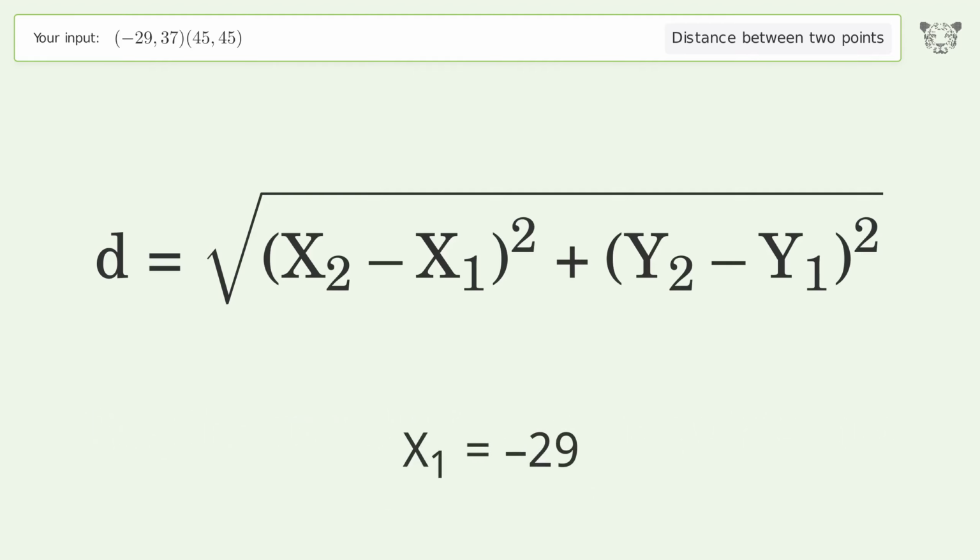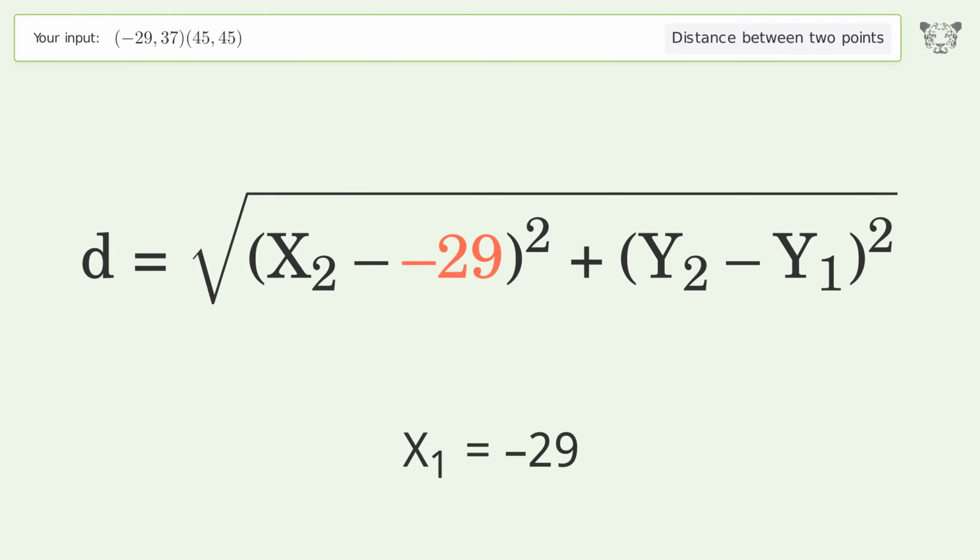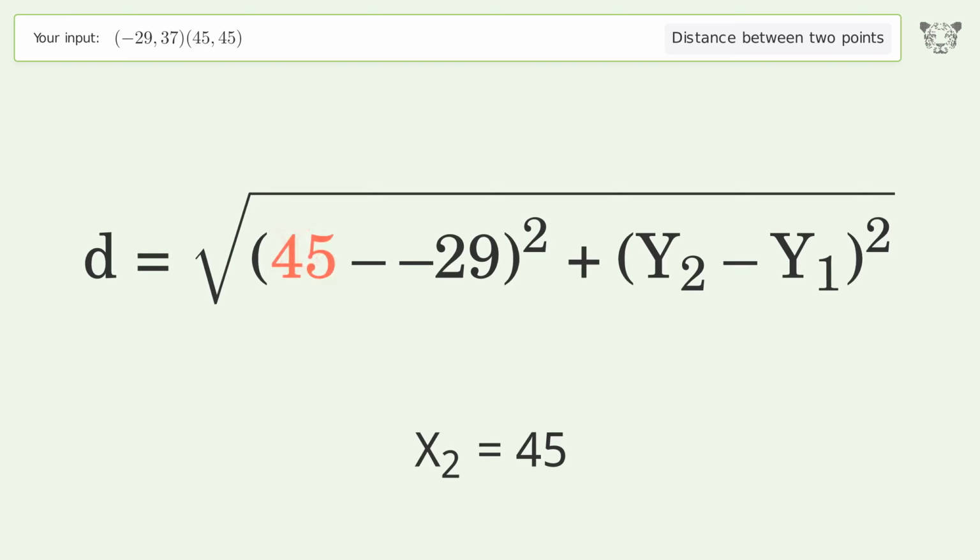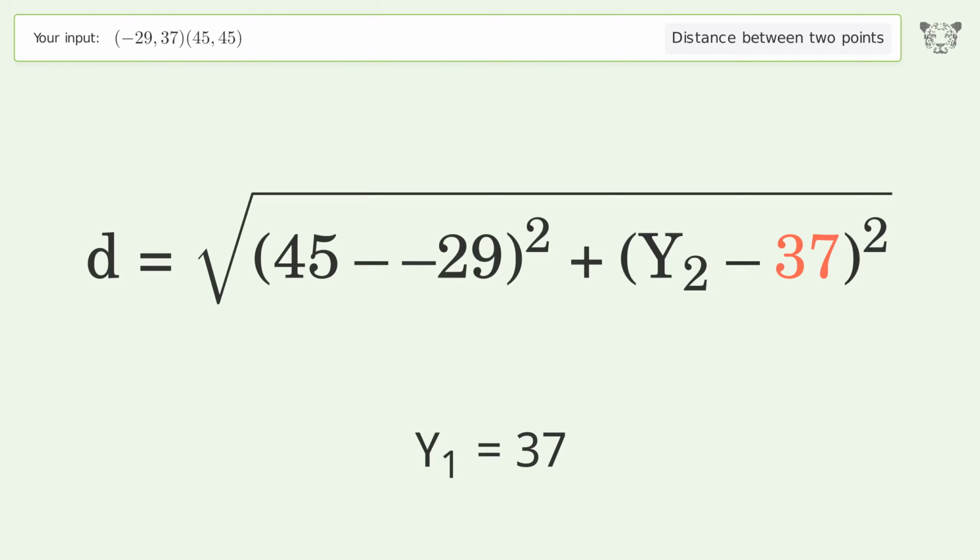x1 equals -29. x2 equals 45. y1 equals 37. y2 equals 45.